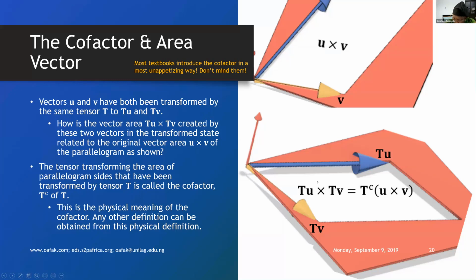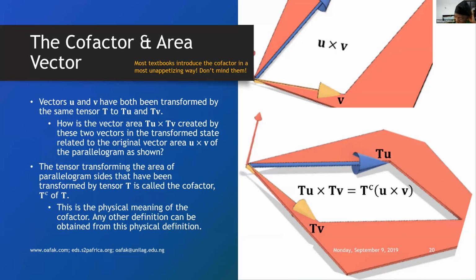Or you can also find the area by taking the cross product of TU times TV, but you can ignore the tensor T entirely by just simply transforming the area by the cofactor, and you are going to get the correct result, because the cross product of TU and TV is the same thing as the cross product of U and V transformed by the cofactor. And that is what really defines a cofactor. And every other definition that you will see of a cofactor can be obtained from this idea.